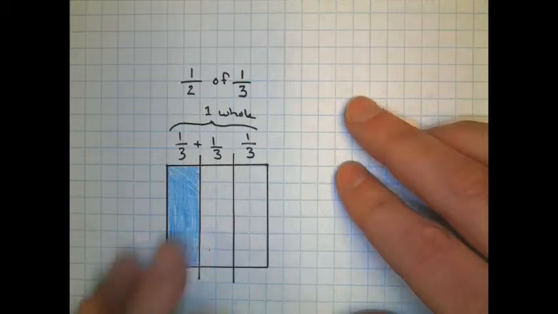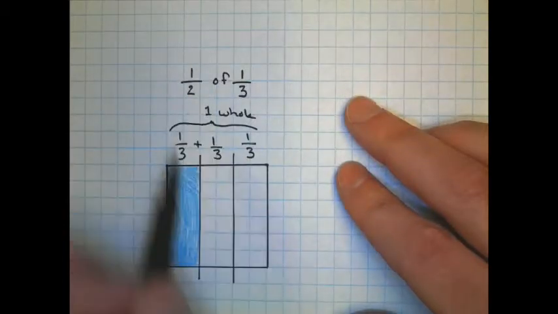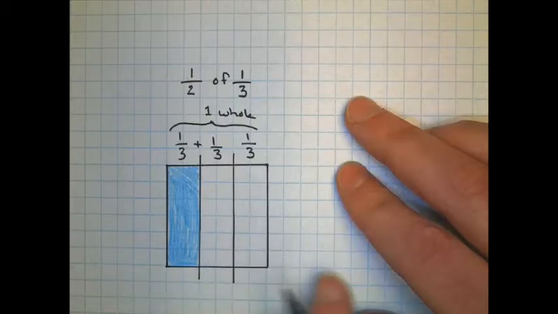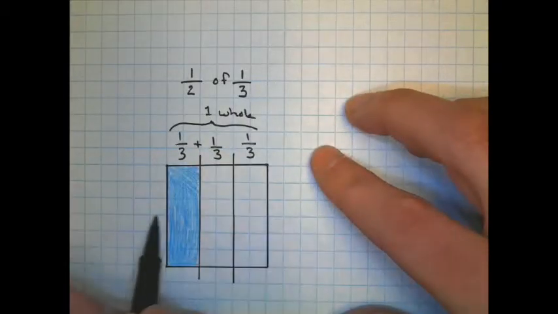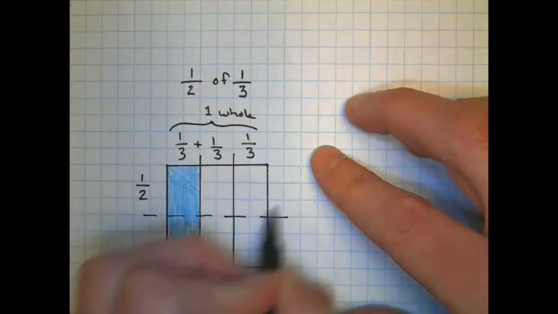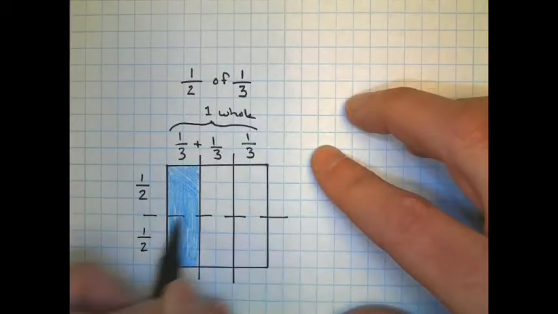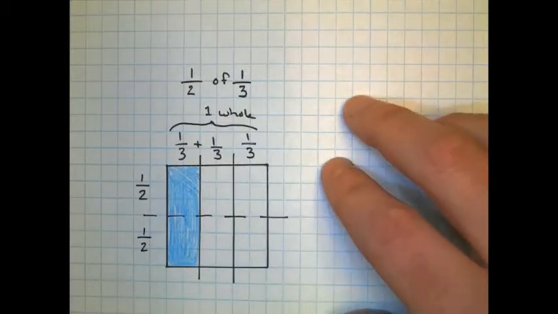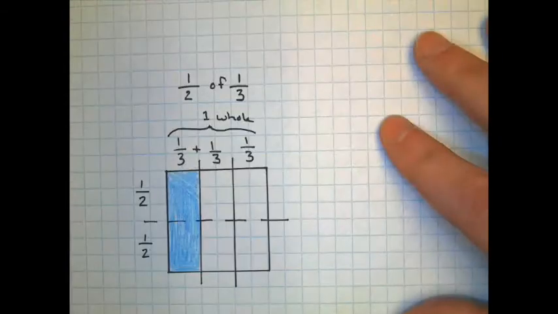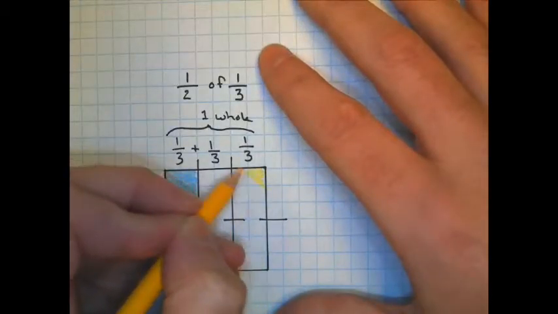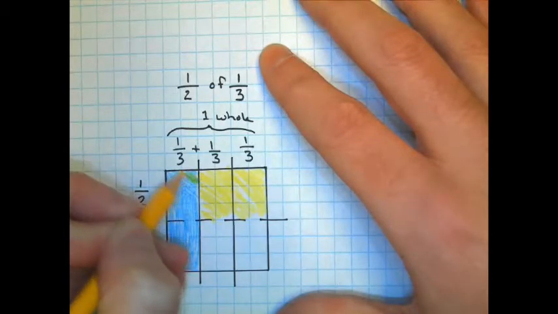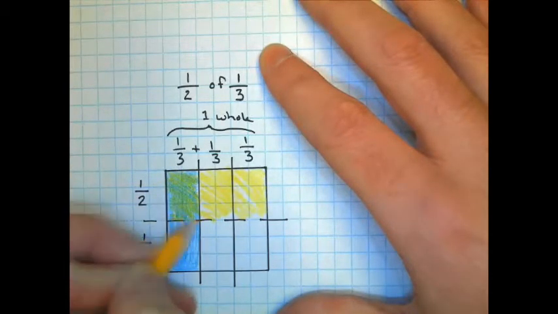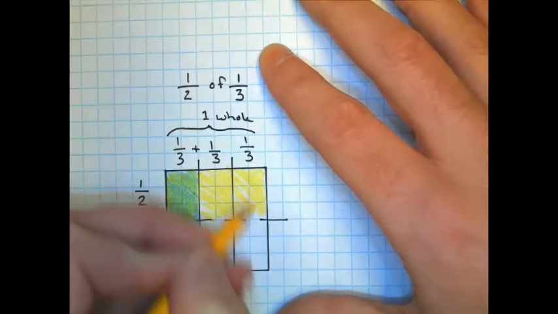Now that I have my 1/3, I want to take a half of it. So I'm going to look at this same whole again, but instead of breaking it vertically, I'm going to break it horizontally. So I'm going to show my halves this way. So here's a half, and here's a half. And I want just one of those halves. So I'm going to go in and shade in that half. And I'm noticing that where I cross over with my blue, it's again turning into kind of a green color.